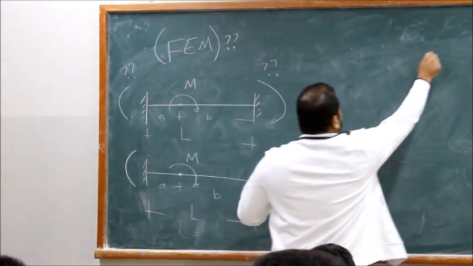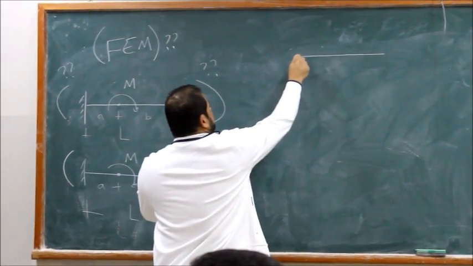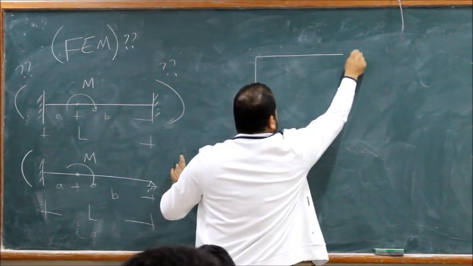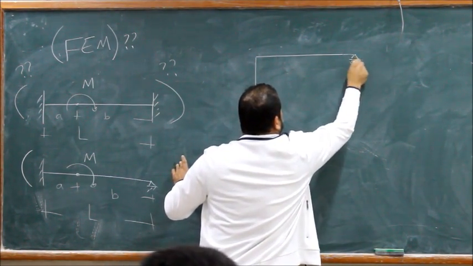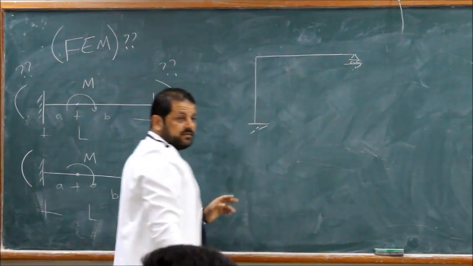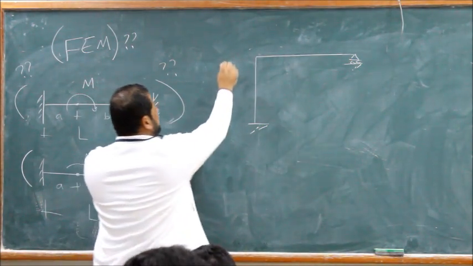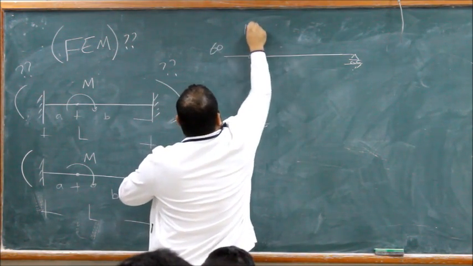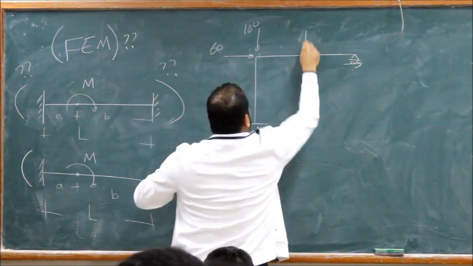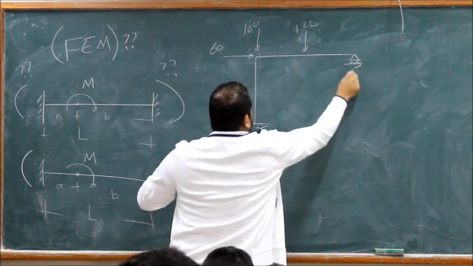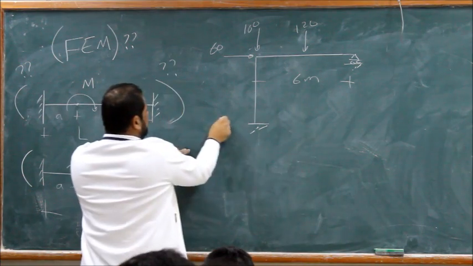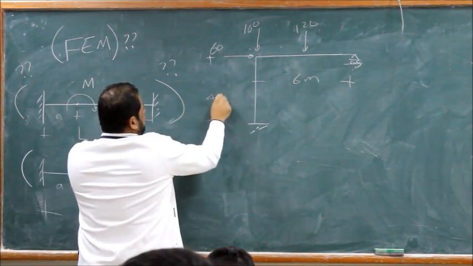Okay, let's do this then. We'll finish it next time. Same problem. Now this one is roller. This one is roller. We had how much here? 60 and 100 and 120. And this one is 6 meters. And the column is 4 meters.